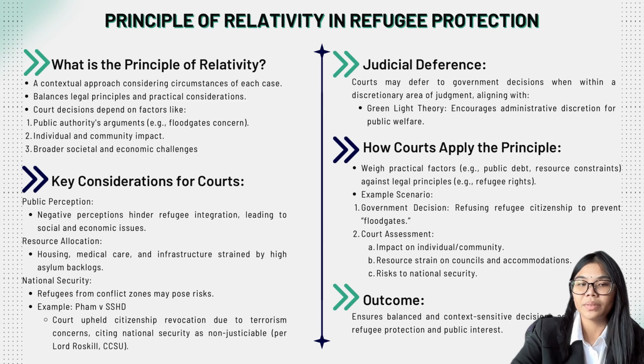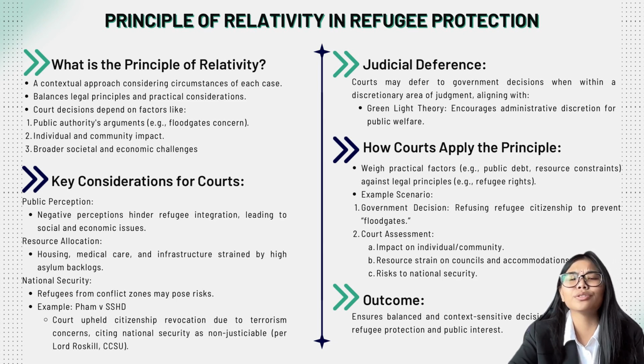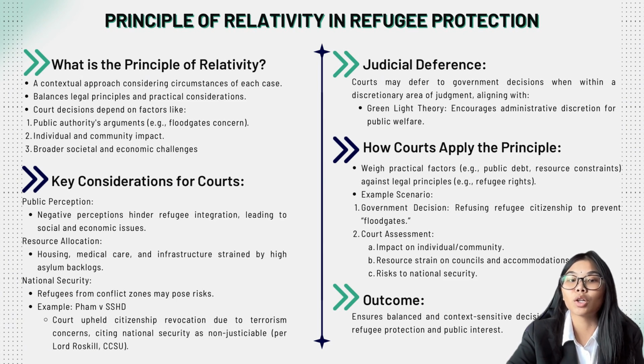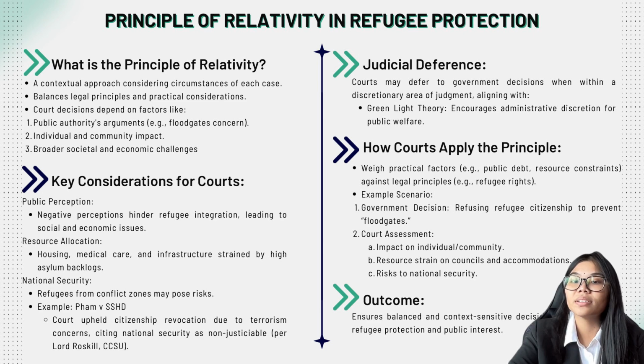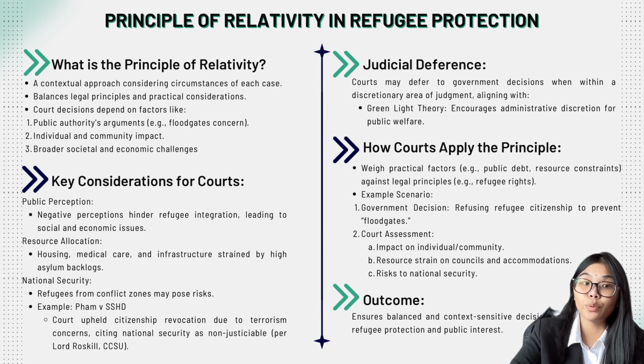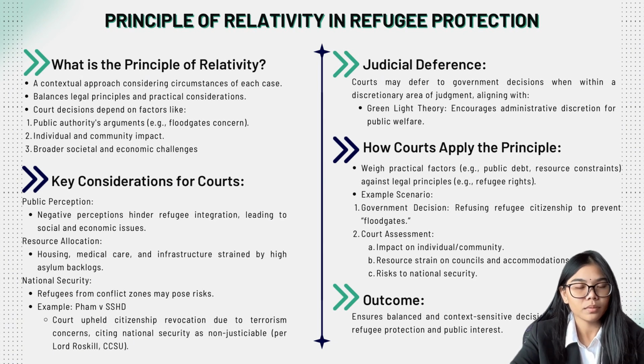For example, the government decides not to grant citizenship to refugees in the UK due to the floodgate argument. The court will take this into account when deciding whether the government's decision was lawful or not. In this situation, the government's decision will depend on factors such as public perception and the way the decision affects particular people, the individual, and the community.